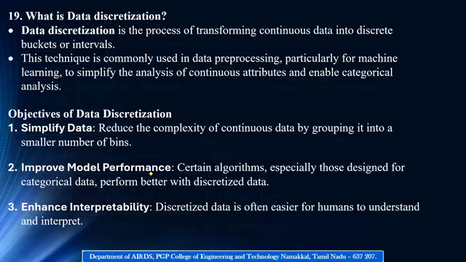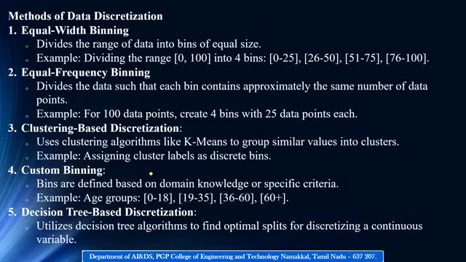Now, there are some methods available. You can expect this question in 8 marks also. So, data discretization methods. There are probably 5 methods available. The first method is the equal width binning method. This binning we already studied. In a histogram we have bins. So, it means dividing the range of data into bins of equal size.